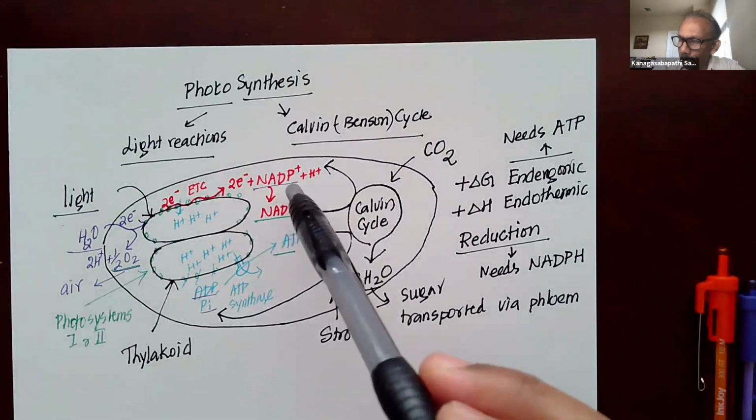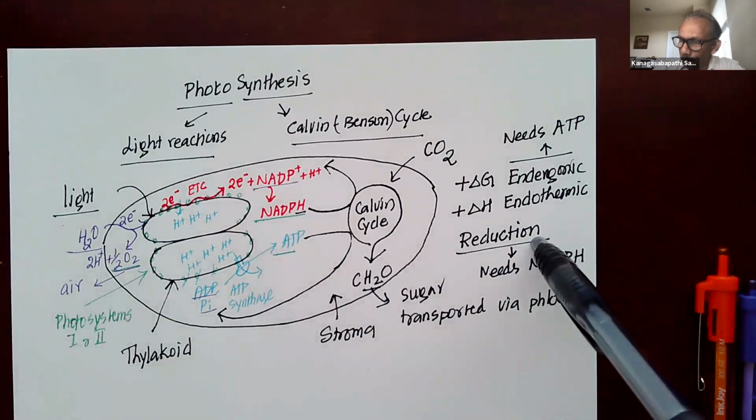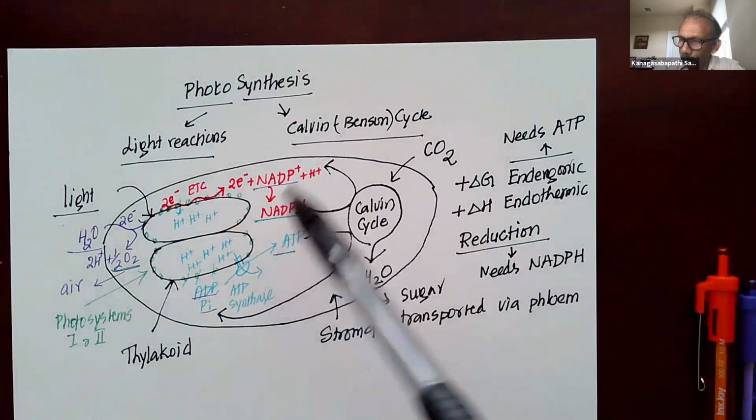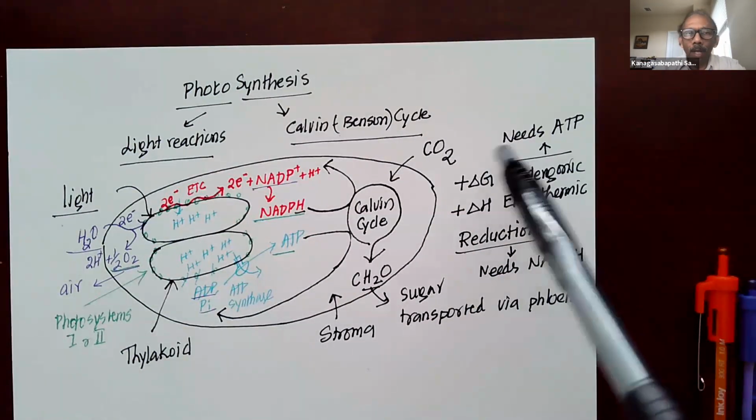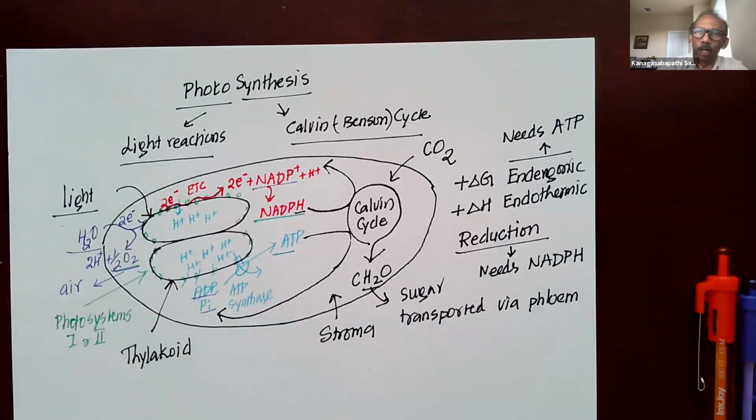Why do you need NADPH? Because it's a reduction process. Why do you need ATP? Because it's an endergonic process, meaning it consumes free energy and potential energy. That is what makes this endothermic. Okay, good point. Any other question? Everybody good so far?